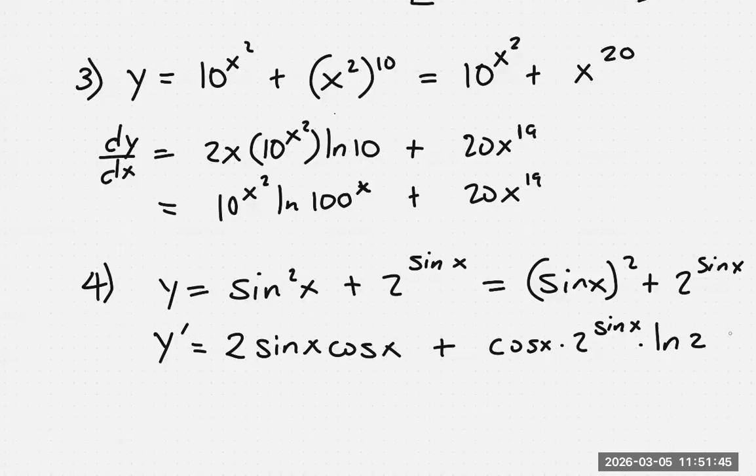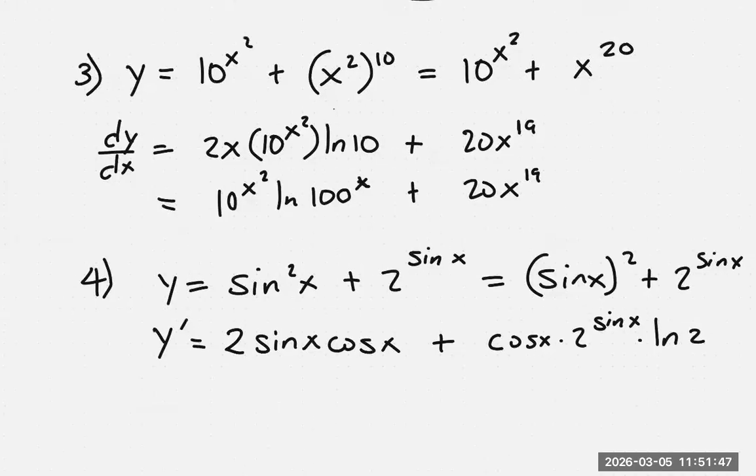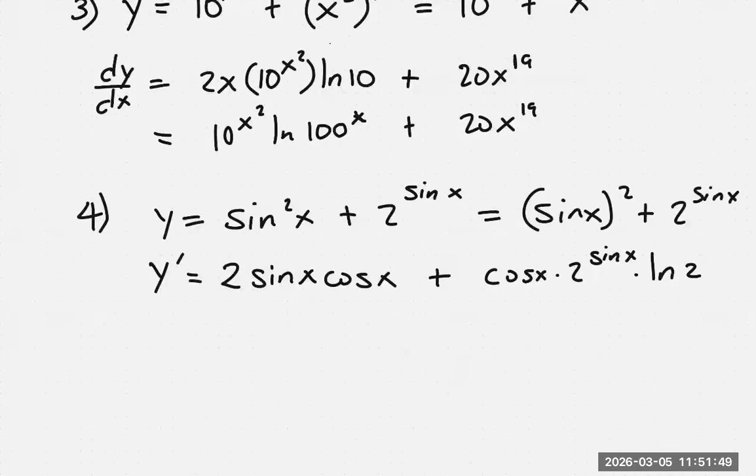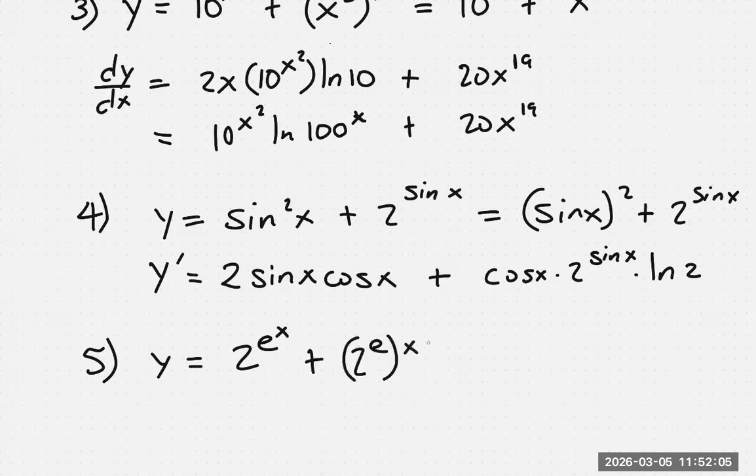So next one now. This is the type that I like. Number 4 is obvious, but number 5 is nicer. It's a little more subtle. The 2 to the e to the x plus 2 to the e all raised to the x. That's my type of thing. Differentiate that now. You like this?